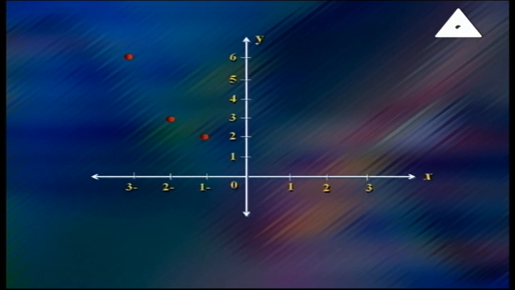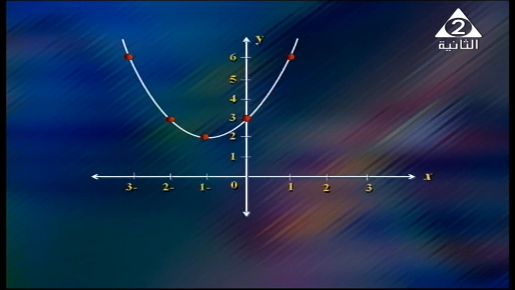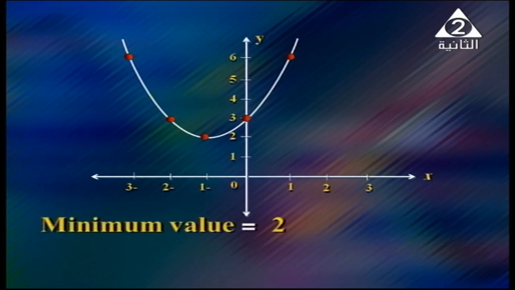The fourth is 0 and 3. And the last one is 1 and 6. And then drawing the graph, you are going to find the graph to be as shown in front of you. Then try to find, is it minimum value or maximum value? Of course, it is minimum value. So the minimum value is going to be 2.